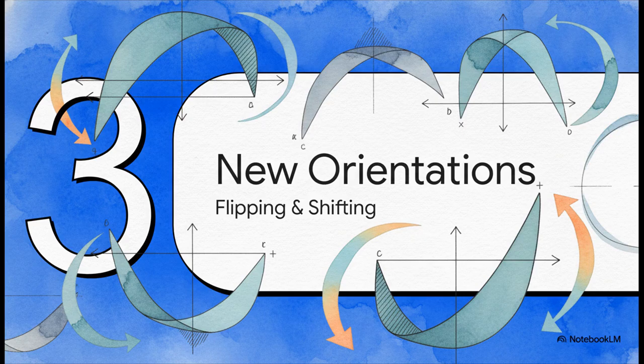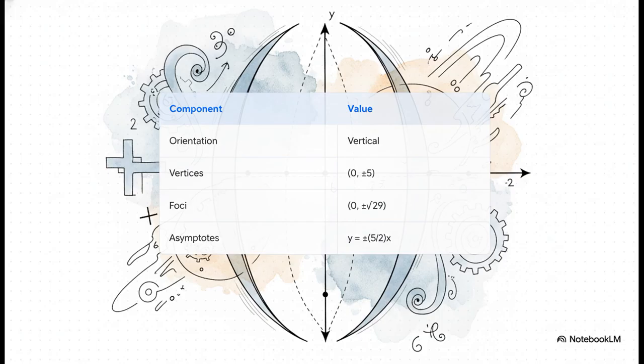It's all the same logic, just with a couple of minor tweaks. Okay, check out this equation. See what's different? Right away, you should spot it. The y squared term is positive this time. That's the signal. That tells us this thing opens up and down, vertically.